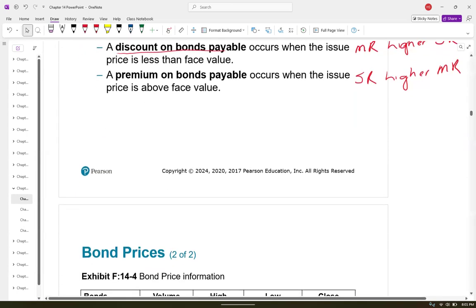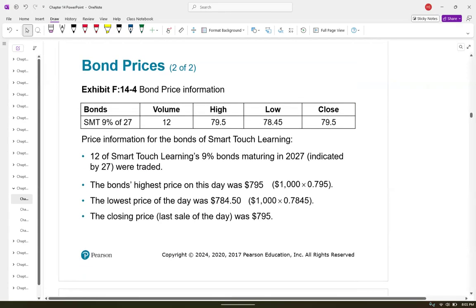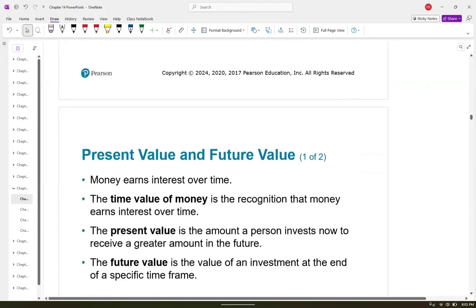Here is more like stock market or bond market stuff. I don't think we need that.